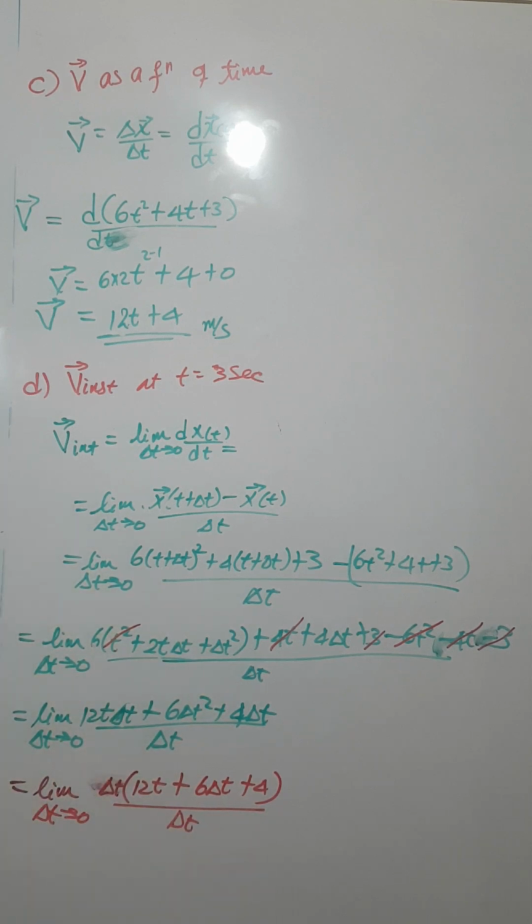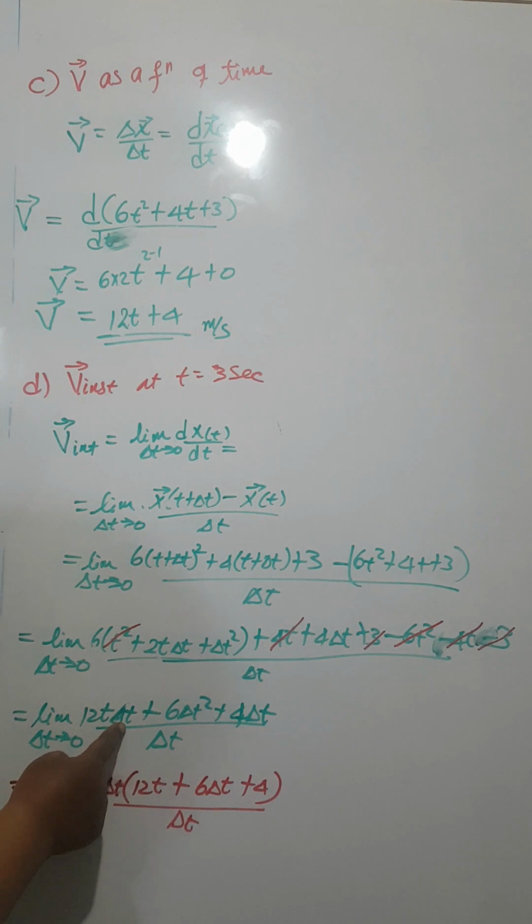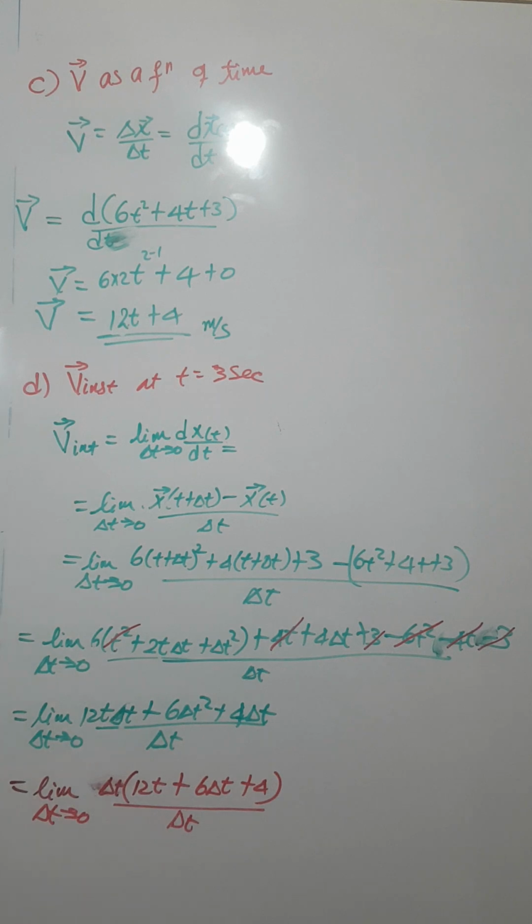Change in t is taken as common, then change in t can be cancelled out. This is equal to the limit of 12t plus 6 change in t plus 4 as change in t approaches 0.